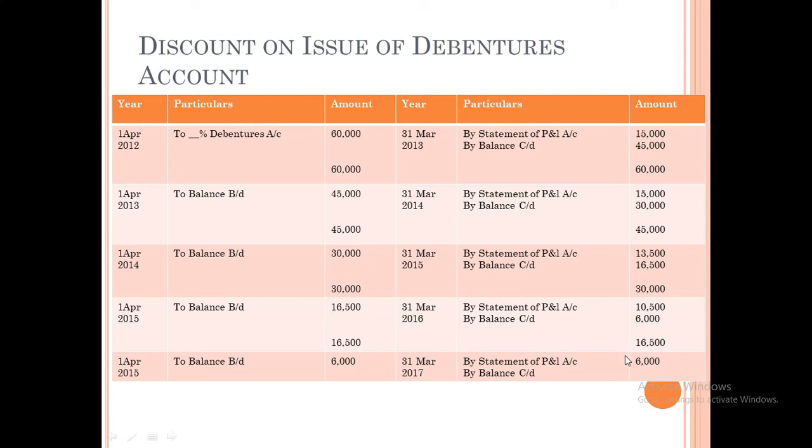And this account will close automatically at the end. There is no balance here, it is 0, because it will close automatically. If you want, you may not write this, by balance c/d you need not write because the amount is 0 here. I've just written it to show you so that the balance automatically remains 0, there is no balance here. This account will close automatically. So this is how the discount on issue of debentures is calculated and it is written in the account.